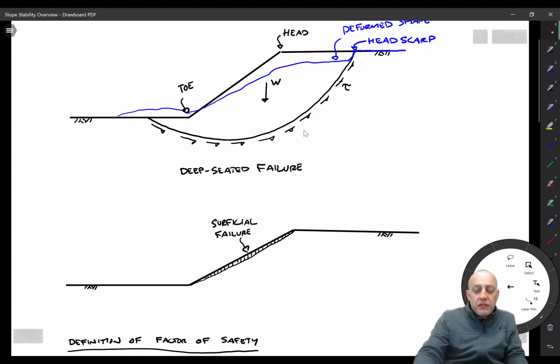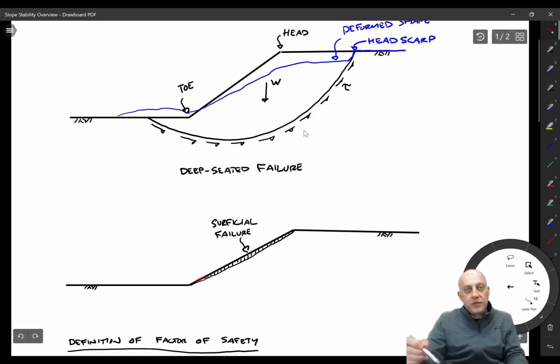The factor of safety for these two might be the same, but the superficial failure likely has far less impact, right? If you have buried utilities or a house up here or something like that, the mass of soil moving is much bigger for a deep-seated failure. Of course, both could have adverse consequences, so we need to worry about both kinds.